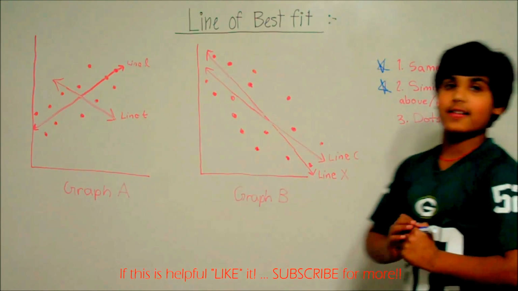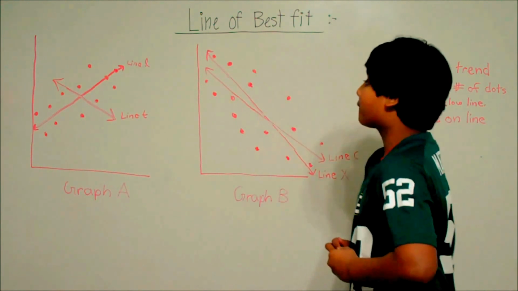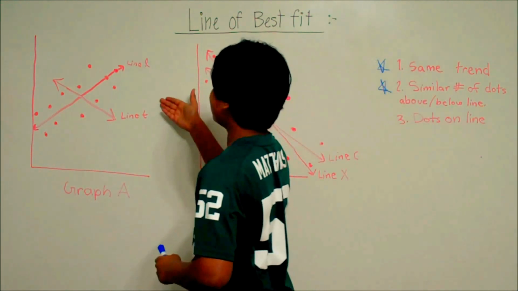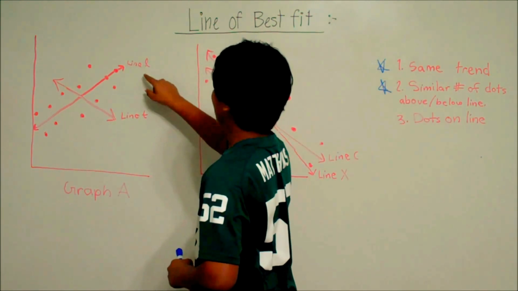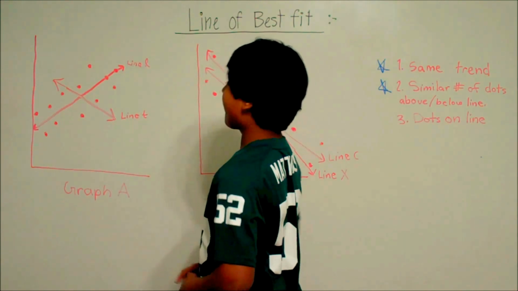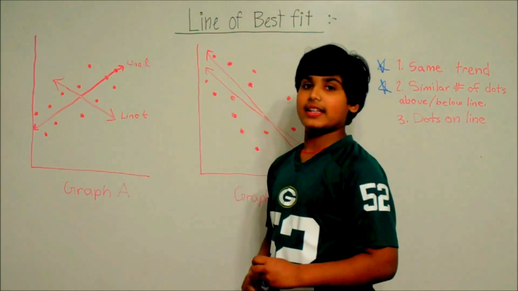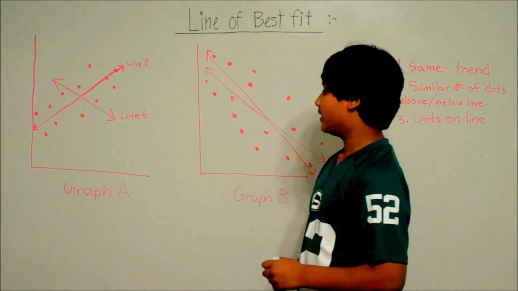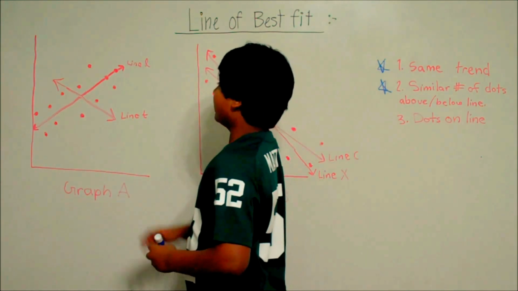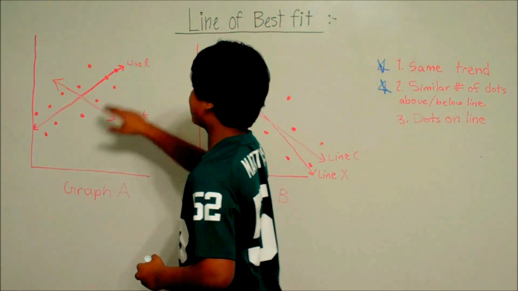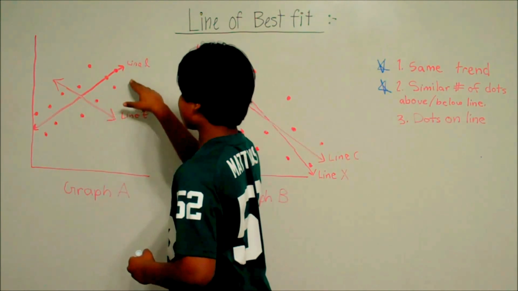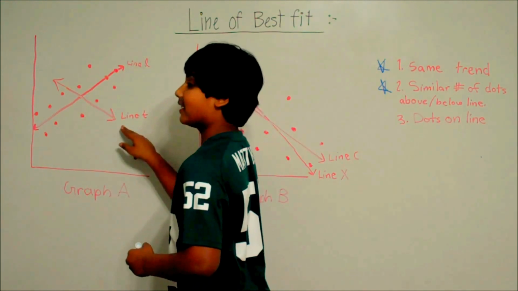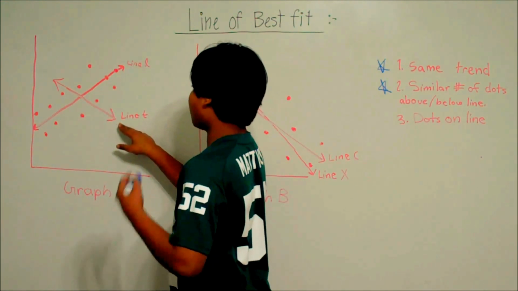Now let's get started on these problems. The first problem is this. We have 2 lines, line L and line T, and we have to find which line is the line of best fit. Now, line L shows the same trend as the dots, while line T goes the opposite way than the dots.